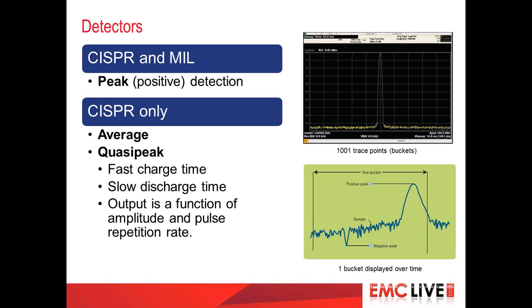Some of the characteristics of quasi-peak is that it has a very fast charge time, but a slow discharge time. And the output is not only a function of the amplitude of the signal, but the pulse repetition rate. That's just a fancy term for saying, how often is that signal occurring? Is it annoying or is it not so annoying? And then lastly, the peak, average, and quasi-peak detectors are what are commonly used for commercial measurements. The peak detector is the only detector accepted for mil standards.